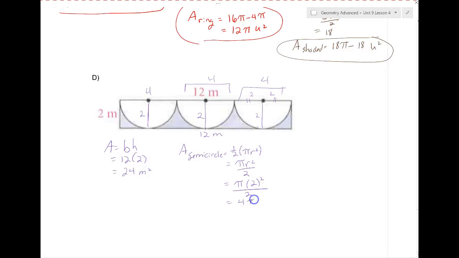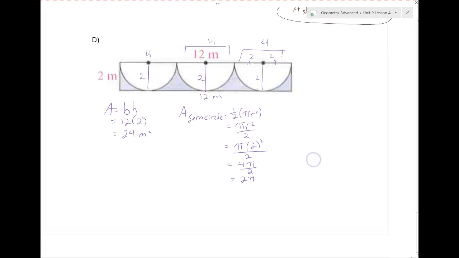So guys, look at this. That's 4 pi over 2. That's 2 pi. However, I have more than one semicircle. I have how many? 3. So when I'm finding that shaded area, can I take my rectangle minus 3 semicircles? So 3 times 2 pi. So I get 24 minus 6 pi square meters.